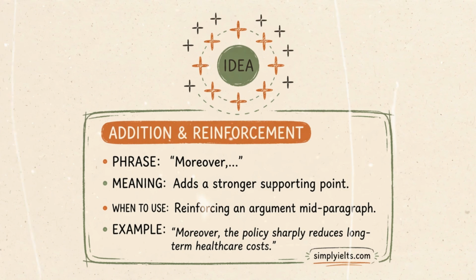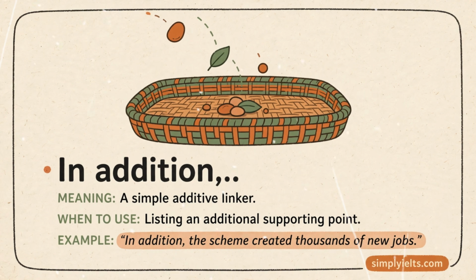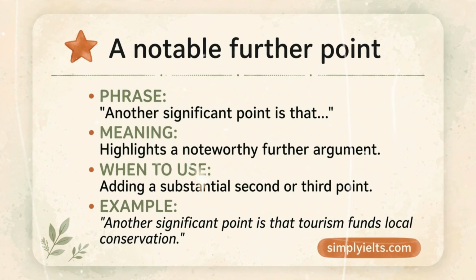To add a stronger supporting point mid-paragraph, you can use the phrase, moreover. An example is, moreover, the policy sharply reduces long-term healthcare costs. If you need a simple additive linker to list an additional point, try, in addition. For instance, in addition, the scheme created thousands of new jobs. When you want to highlight a noteworthy further argument, use, another significant point is that. For example, another significant point is that tourism funds local conservation.